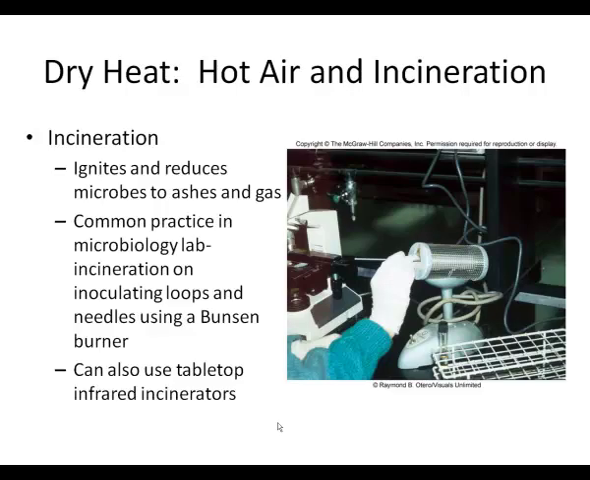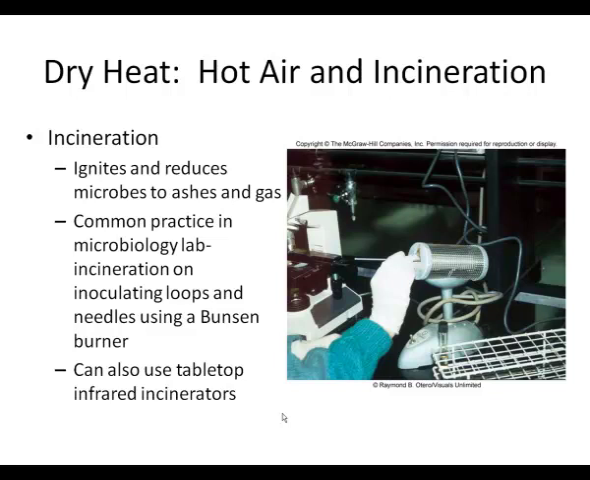We can also use dry heat as a method of sterilization, as well as a method of disinfection. If we talk about hot air versus incineration, incineration essentially ignites and reduces microbes to ashes and gas. You would think this would be a sterilizer, but it does not sterilize. Spore-forming organisms can survive incineration, but it does kill most of them.